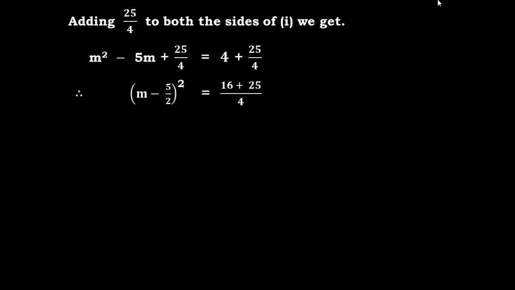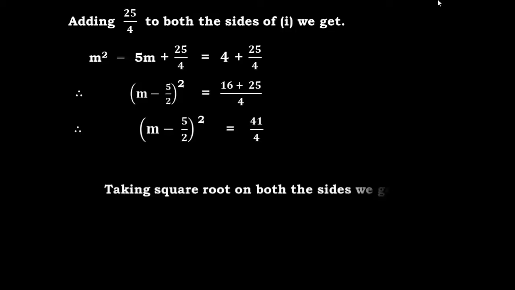Cross multiply: 4 fours are 16, plus 25 upon 4, and 16 plus 25 is 41 upon 4. Taking square root of both the sides we get m minus 5 upon 2 is equal to plus or minus root 41 upon 2. So minus 5 upon 2 will become plus 5 upon 2. m is equal to 5 upon 2 plus or minus root 41 upon 2. See, the denominator is same, so we can write m is equal to 5 plus minus root 41 upon 2.